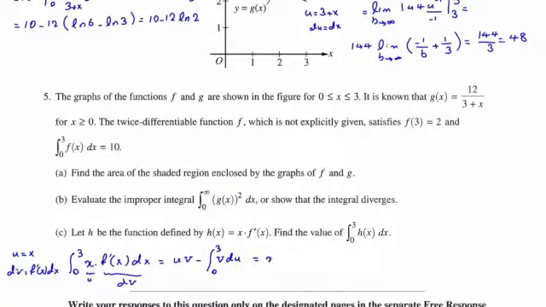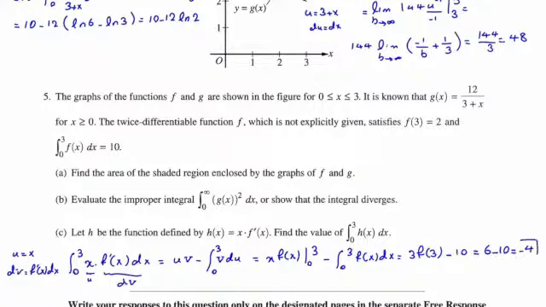uv is what? u is x, v will be f of x. It should be from 0 to 3 minus integral from 0 to 3 of v, which is f of x, du, which is dx. X f of x from 0 to 3, it will be 3 f of 3 minus 0 f of 0, which is 0, minus this integral, and this integral equal to 10. F of 3 is what? F of 3 is 2 from the assumption of the problem here. So it will be 3 times 2, 6, 6 minus 10, negative 4. Okay, so the answer of part C is this.